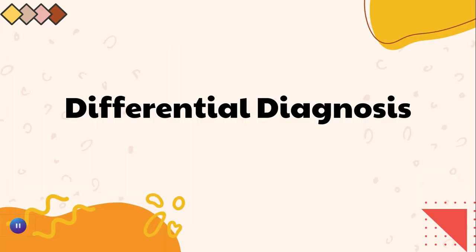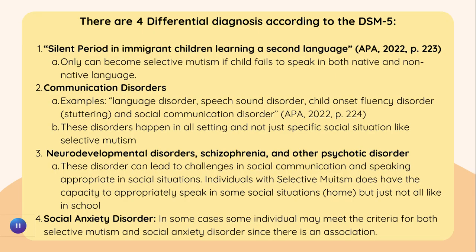So let's go over the 4 different differential diagnoses. The first one is the silent period in immigrant children learning a second language. The problem with this one is that they can only meet the criteria for selective mutism if they fail to speak in both their native language and non-native language. So if they're able to speak in their native language in every situation, then they do not meet the criteria for selective mutism.